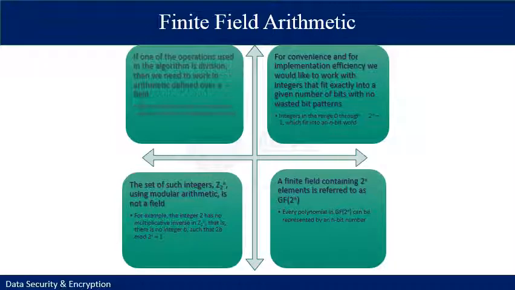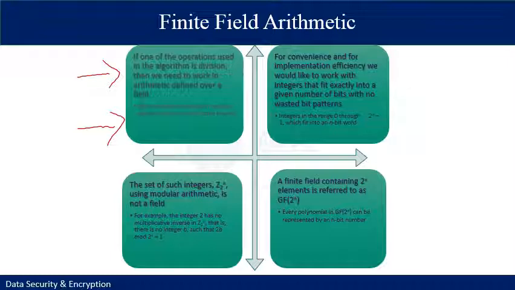Virtually all encryption algorithms, both the conventional and the public key encryption algorithms, involve arithmetic operations on integers. If one of the operations used in the algorithm is division, then we need to work in arithmetic defined over a field. It is a precondition that division requires each non-zero element to have a multiplicative inverse, as has been discussed many times, that your field must have the multiplicative inverse of each element except the element 0.